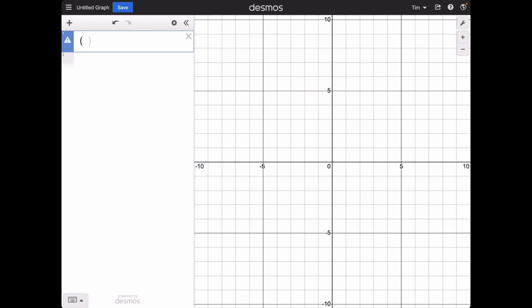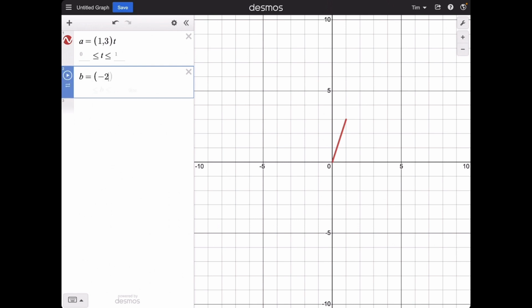I'm just going to graph the point 1, 3, and then add a t afterwards, and it instantly changes it to, actually it's a parametric equation, t comma 3t, where t ranges from 0 to 1, but really that just gives us the vector that we want, the vector 1, 3. So if we want to, we can call this a, and then b is the vector negative 2, 4. So we can type in just the point negative 2, 4, and then write t afterwards. There's the vector negative 2, 4.